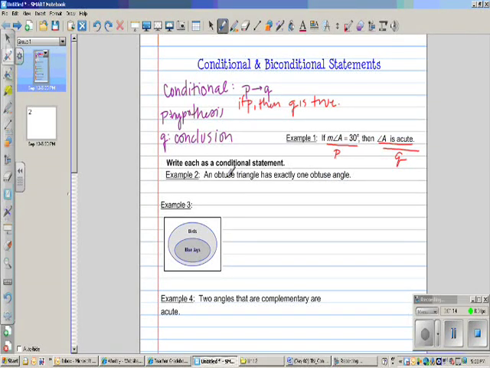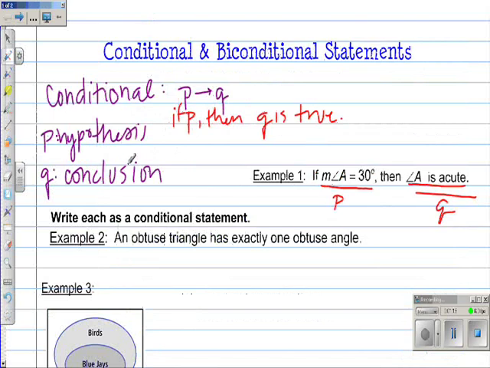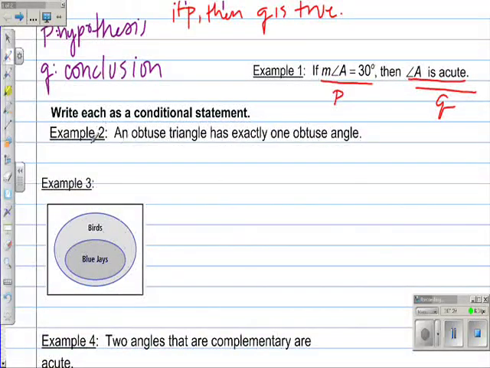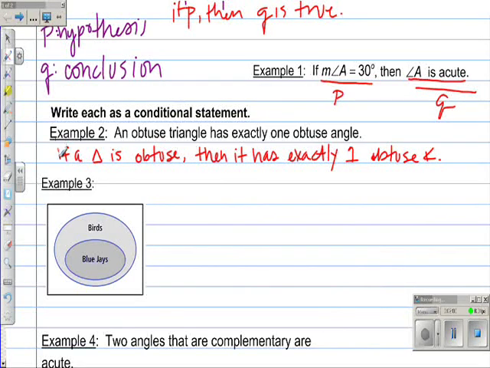Okay? So if we were told to write this statement, an obtuse triangle has exactly one obtuse angle, and we wanted to write that as a conditional statement, then all we would do is say, if a triangle is obtuse, then it has exactly one obtuse angle. So this would be your conditional statement. Now we'd want to question, is this true or false? Well, we know this is true because for it to be an obtuse triangle, it has to have one obtuse angle, and no triangle can have more than one obtuse angle because the triangle's angle measures have to add up to 180.